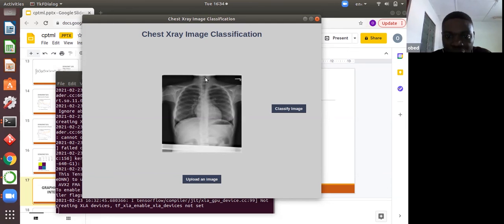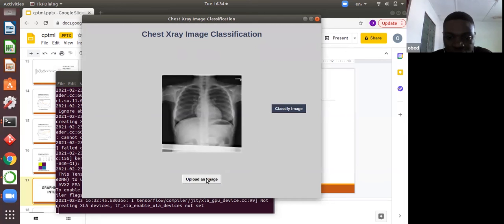We have the aorta rightly centered. We have the trachea well branched here. So I expect this to be healthy. This actually is a healthy chest X-ray, and I expect my model to classify it as such.